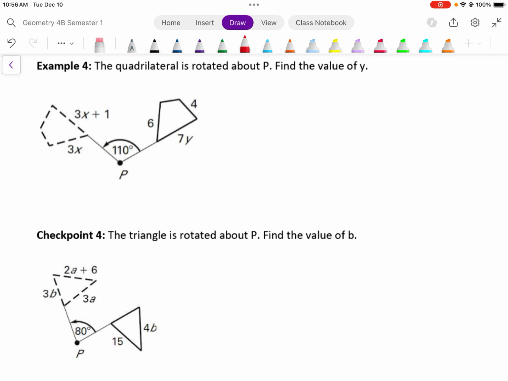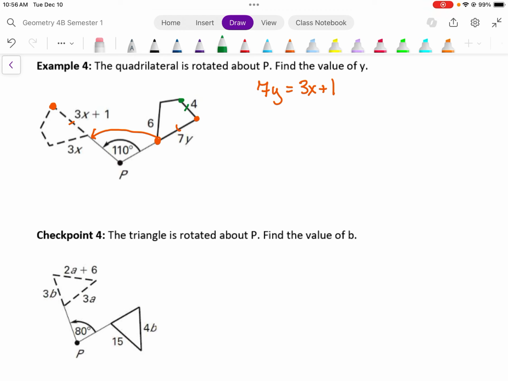So for number 4, the quadrilateral is rotated about P. Find the value of Y. So we took this point here and we rotated it. And the point above it is still going to be the point above it in the other shape. So that tells us 7y is going to be congruent to the 3x plus 1. So we can set those equal.